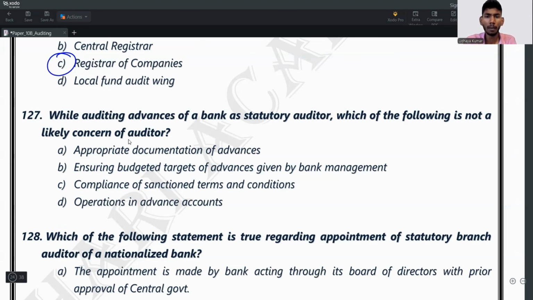for the auditor? Because the auditor's role is not to assess whether the bank has met its business or budget targets, but rather to ensure that advances are properly documented, sanctioned, and monitored according to the applicable rules and regulations. So here option B is not a likely concern of the auditor. Okay. So you can even take a look at the remaining two options: compliance of sanctioned terms, you must consider it as a concern. Operations in advance accounts, you must consider it.